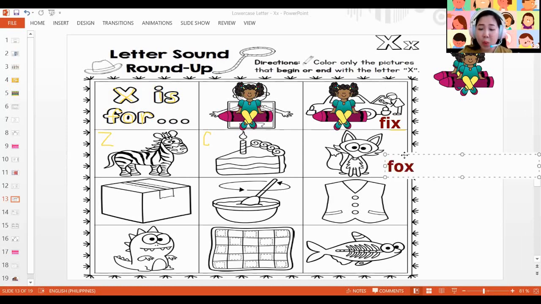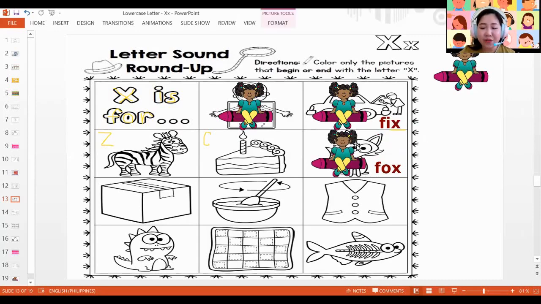Do you remember the name? It's fox. Fox. Does it have the x in the end? Yes, it does. So let's cover it also.